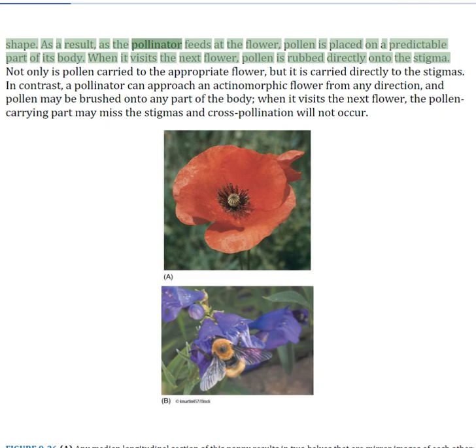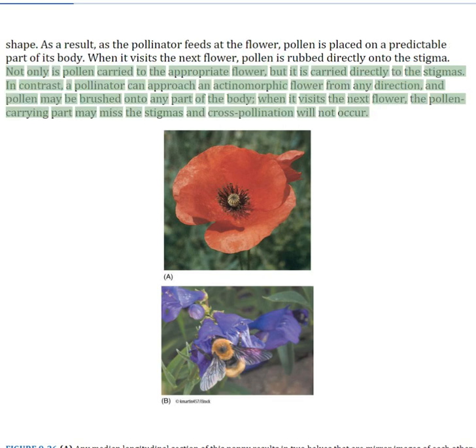As a result, as the pollinator feeds at the flower, pollen is placed on a predictable part of its body. When it visits the next flower, pollen is rubbed directly onto the stigma. Not only is pollen carried to the appropriate flower, but it is carried directly to the stigmas. In contrast, a pollinator can approach an actinomorphic flower from any direction, and pollen may be brushed onto any part of the body. When it visits the next flower, the pollen-carrying part may miss the stigmas and cross-pollination will not occur.